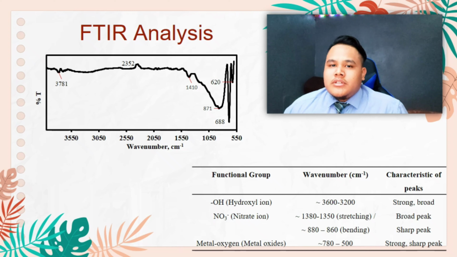Next, the peak at 1410 per centimeter indicates the presence of nitrate ion impurities, because they have not been completely decomposed and are still trapped in the perovskite oxide powder.